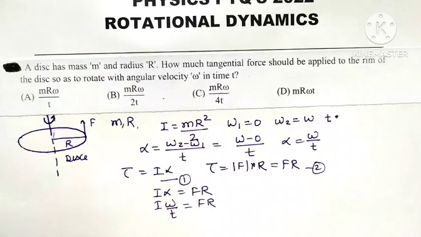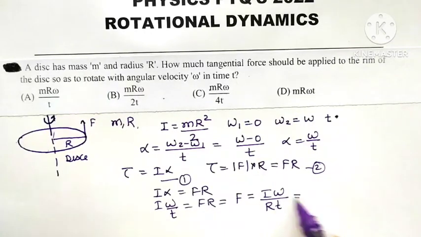And what we have to calculate? We have to calculate force. So force F is equal to I into omega divided by R into T.